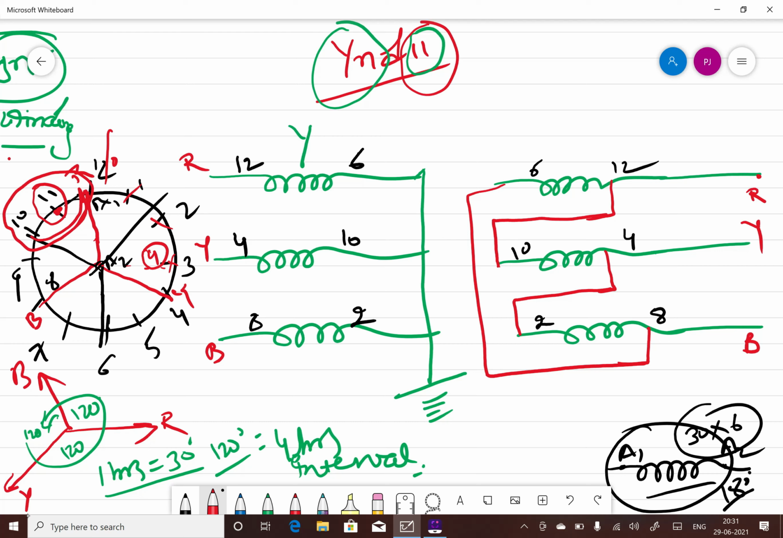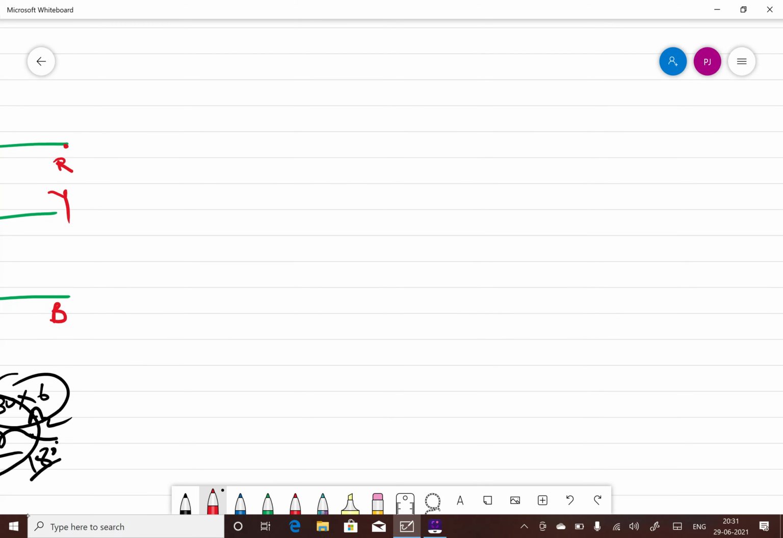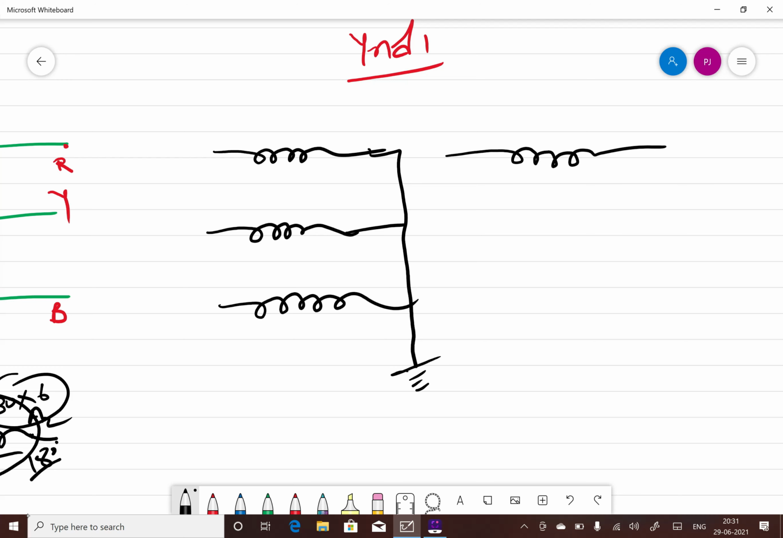Let us try one more connection, which is your YND1. Suppose the next connection is your YND1. So this time we will start with your star winding: R phase, Y phase, B phase, and next after this star comes N, that means grounded. So this is grounded. Now you have to draw this delta winding. So this is your delta winding. Remember at this point we have not connected delta till now. What we have to do now is connect delta as 1.